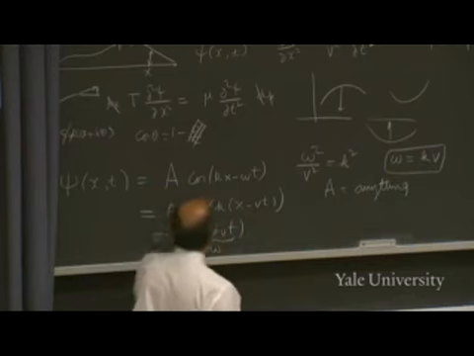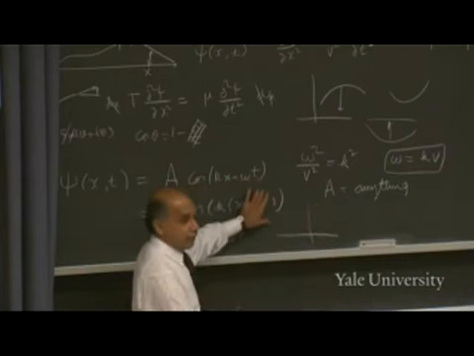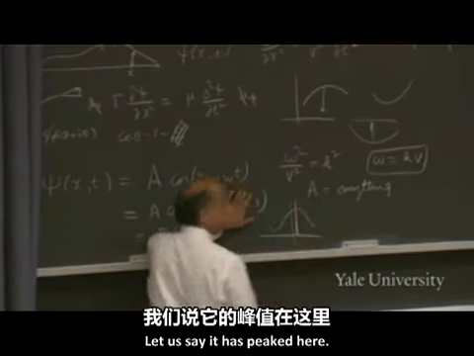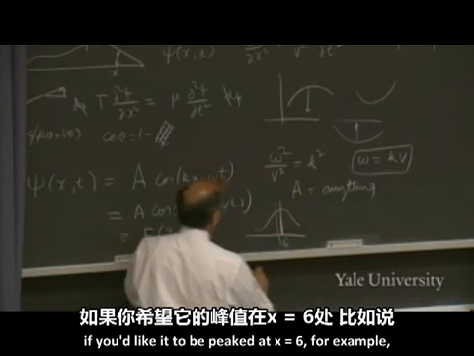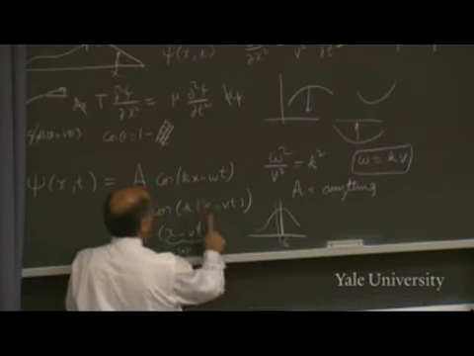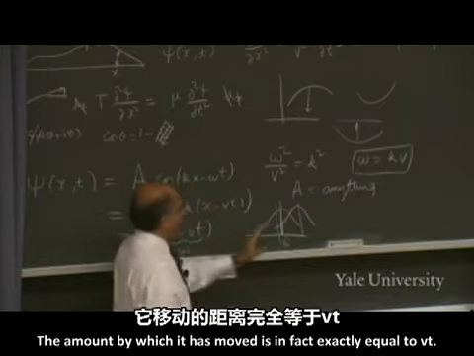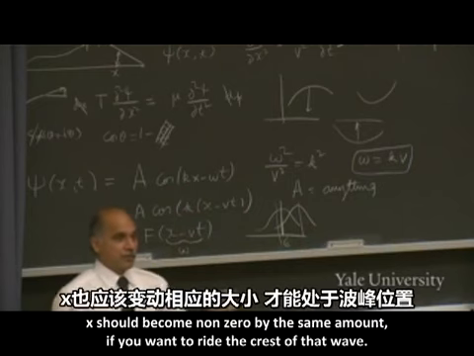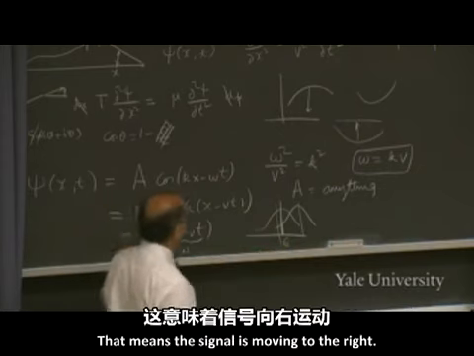Let me tell you why. Take any function you like at a given time, t equal to 0. It has a certain shape. Our cosine has a certain shape, but take any shape you like at t equal to 0. Let us say it is peaked here. If you'd like it to be peaked at x equal to 6, for example, if you wait a little bit, this term minus vt, as you subtract it, you've got to add to x the same amount so that the peak now will be there. The amount by which it has moved is in fact exactly equal to vt. In other words, if vt becomes non-zero, x should become non-zero by the same amount if you want to track the crest of that wave. That means the signal is moving to the right.